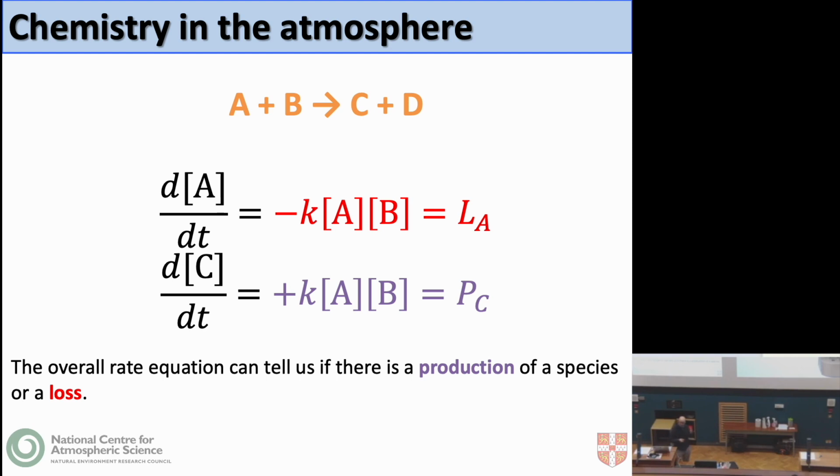But we can also denote things like the loss rate. And so we could use the letter L to denote the loss rate, and we're denoting this as loss of A. So that's just the same thing here. Similarly, we could define a production rate, and again give it the symbol P, and a subscript for what we're talking about. So the production rate of molecule C is now just given as exactly the same as the loss rate of A, but just changing the sign. Hopefully that's cool.